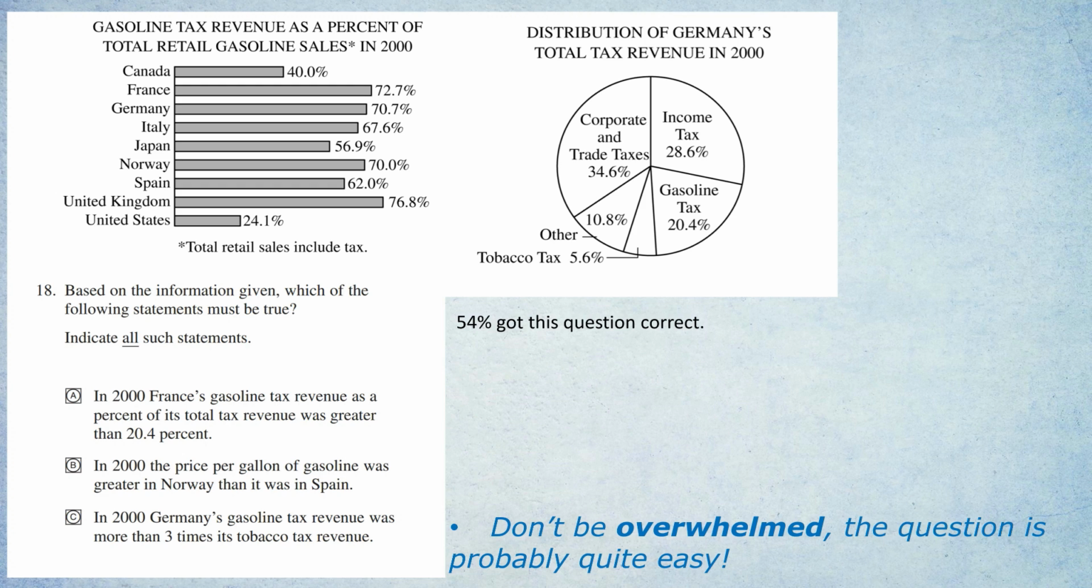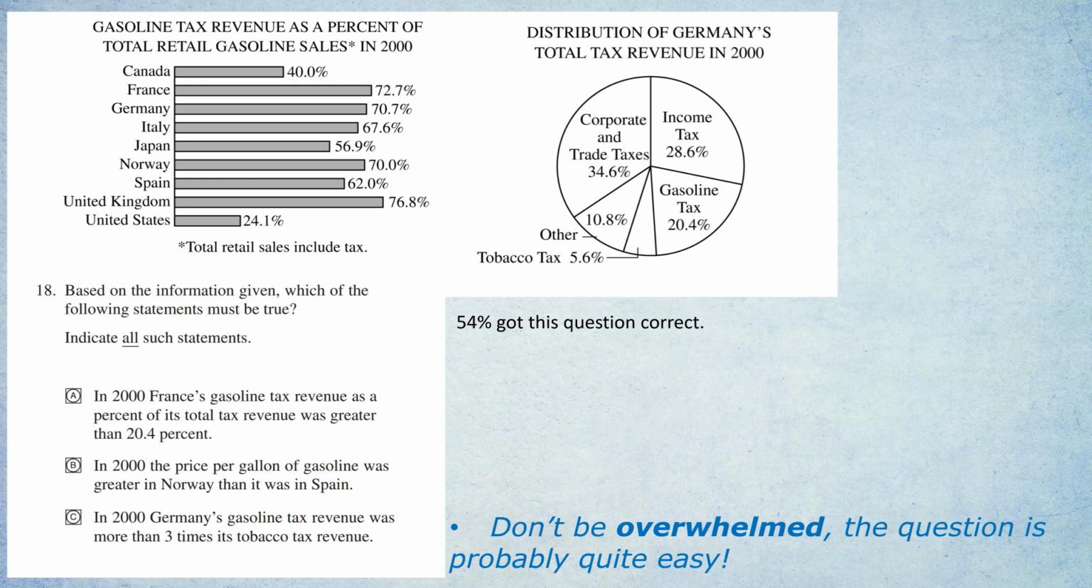In 2000, Germany's gasoline tax revenue was more than 3 times its tobacco tax revenue. Talking about Germany now, so we would look up to the top right and look at gasoline tax revenue, which is 20.4%, and tobacco tax revenue, which is 5.6%. And some people would then say this is not certain because this is a percentage, not an amount. But if one amount is 20% and another amount represents 5%, then we know that the gasoline tax, the 20%, is 4 times bigger than the tobacco tax. 20% is 4 times bigger than 5%.